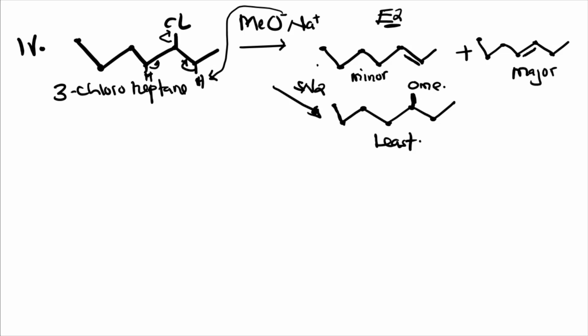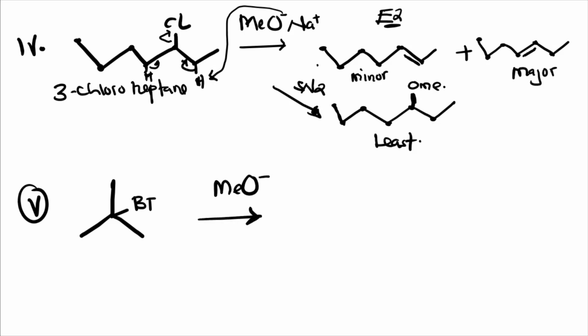Okay. Number 5. We have this alkyl halide here, 2-bromo-2-methylpropane, reacting with a methoxide, sodium methoxide. The reaction mechanism that can take place, number one, this one will go on its own, form a tertiary carbocation. This tertiary carbocation that is formed here, this nucleophile can come and attack here.